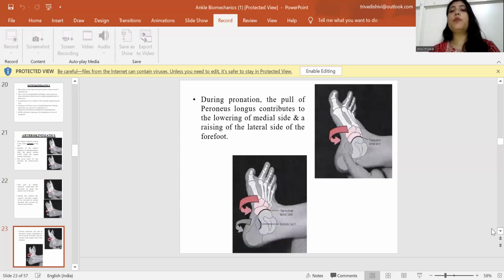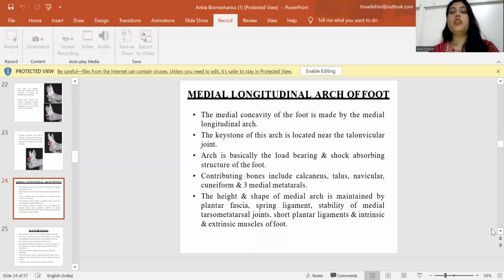During supination and pronation, especially in pronation, the pull of peroneus longus contributes to the lowering of the medial side and a raising of the lateral side of the forefoot. Medial longitudinal arch of the foot: the medial concavity of the foot is made by the medial longitudinal arch. The keystone of this arch is located near the talonavicular joint. The arch is basically the load-bearing and shock-absorbing structure of the foot.